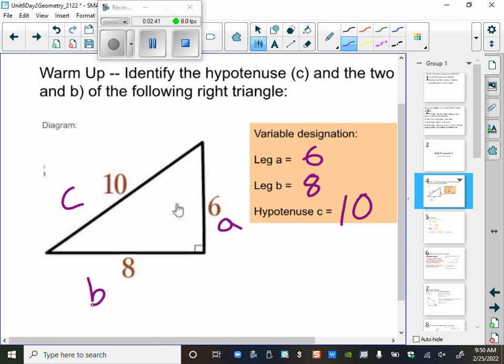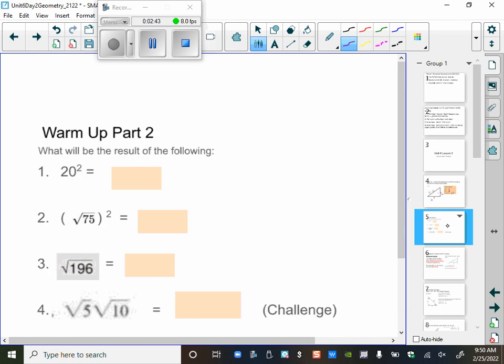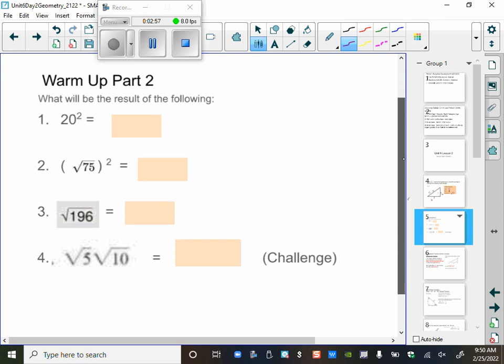Now, go to the next page. You will need a calculator. The first 3 should be no problem. The last one, we haven't seen in a while. But we'll talk about that in a moment.